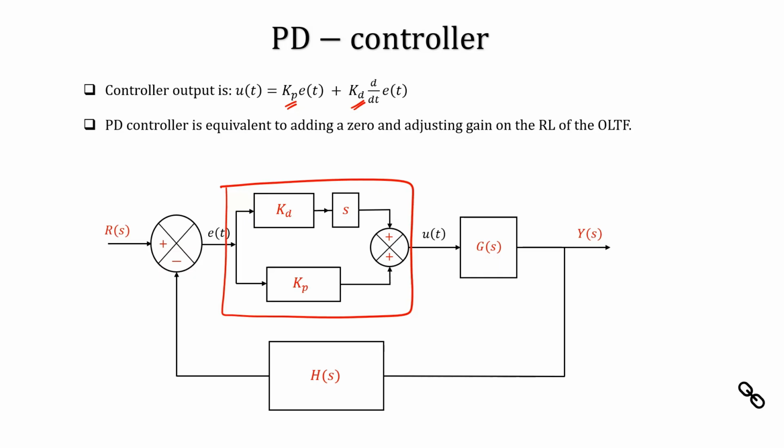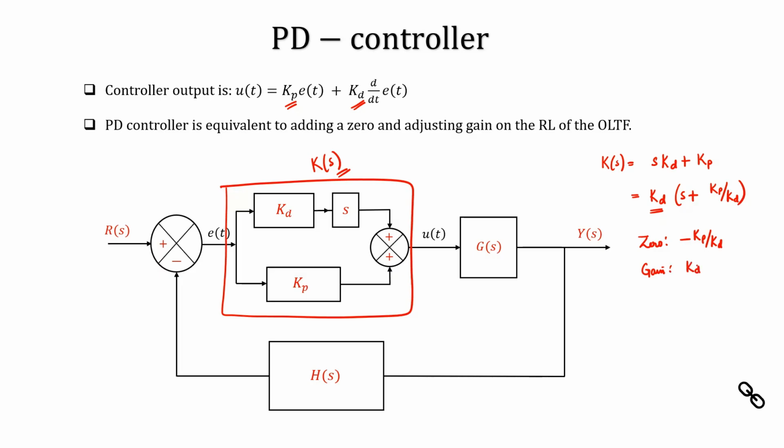So, notice one more thing: what is the controller block that you have added here? If you look at this, you will see that the controller block here is nothing but S of Kd plus Kp, and if you take Kd common, then it becomes S plus Kp by Kd. So, the controller that you have added here has a 0 at minus Kp by Kd, and the gain that you have is Kd.